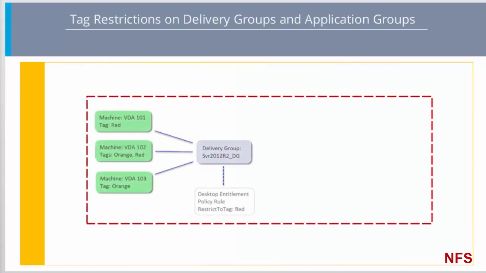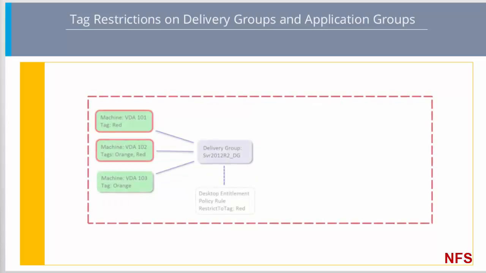Let's illustrate how using tag restrictions operate on delivery groups and application groups. We start with three machines, VDA 101, VDA 102, and VDA 103. We've created two tags, orange and red, and applied them to machines as shown in the diagram. Now, for the delivery group, we specify that only machines that have the red tag can be launched. This means that only machines VDA 101 and 102 can be launched as a desktop for users assigned to this delivery group. What we have done is to apply a tag restriction to a delivery group.